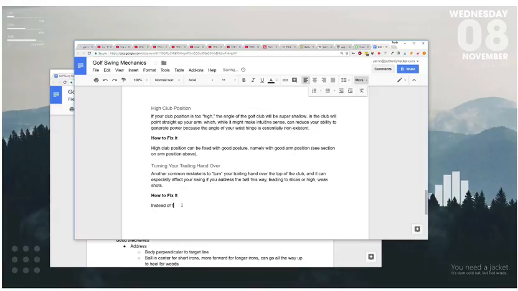Instead of focusing on gripping the golf club, imagine that your two hands are clapping.